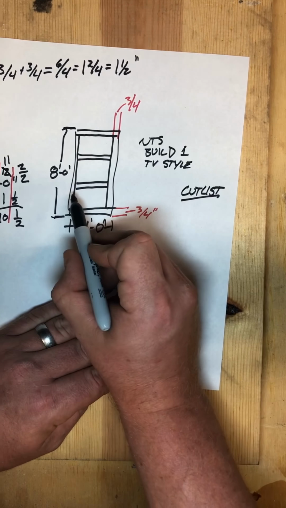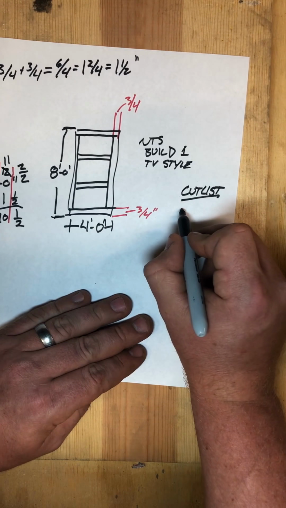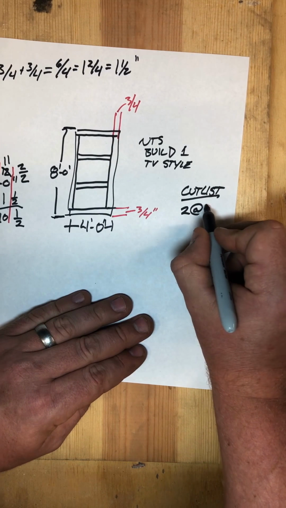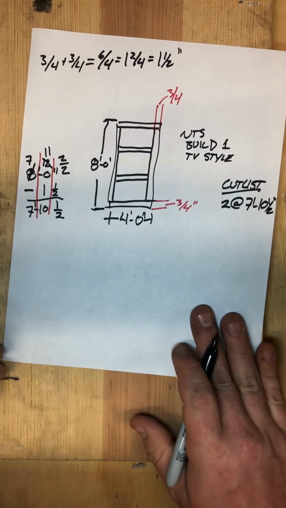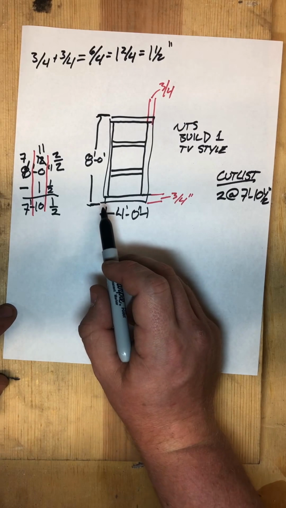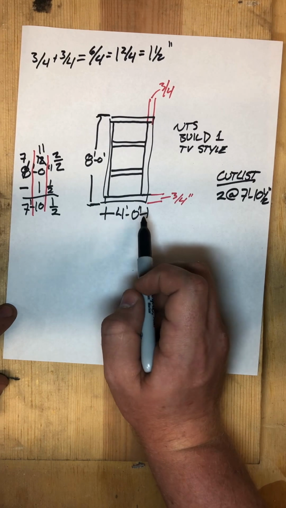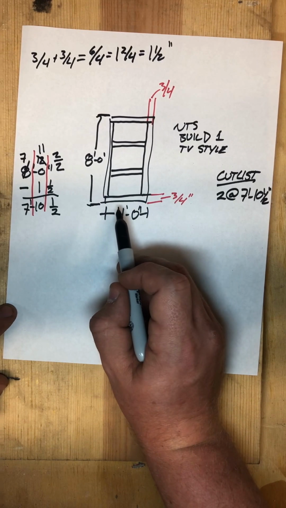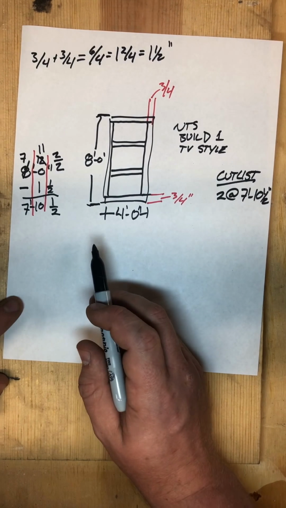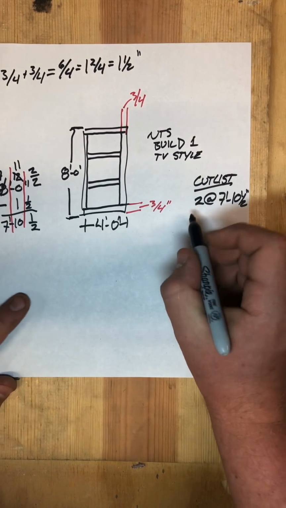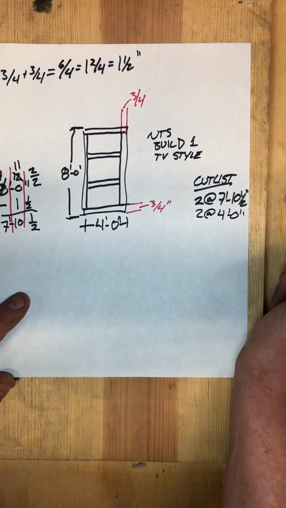And I know that I need 1, 2 at that distance. So I will just say 2 at 7 foot 10 and a half inches. Okay. Then the next thing that I'm going to look at is I see the rails of my flat, and I see that the dimension has already been given to me. There's no math necessary, and I know that there's a rail at the bottom, and I know there's a rail at the top. So that means that I need 2 at 4 foot 0 inches.